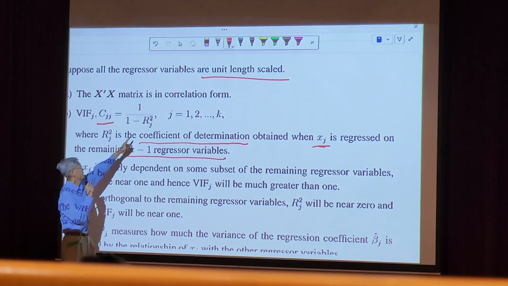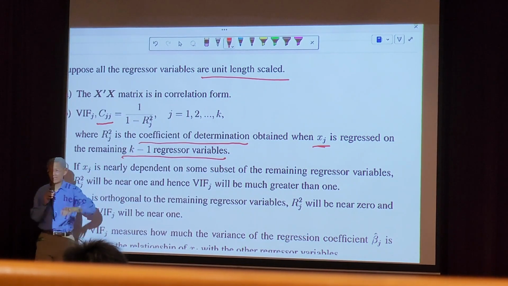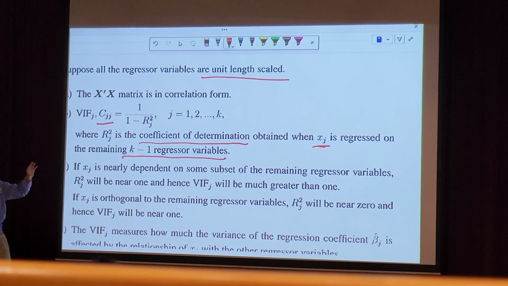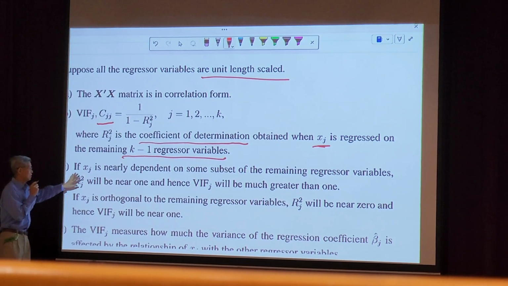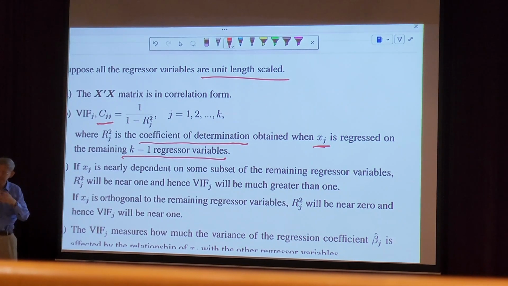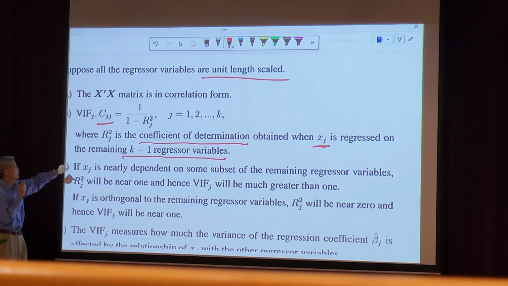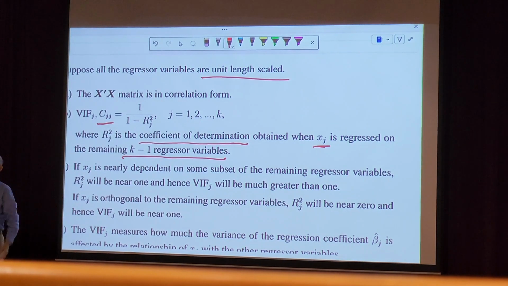Now if this is near 1, what happens? The denominator becomes near 0. If the denominator becomes near 0, this Cjj will explode. 1 divided by a very small number, you are going to get a large value. So this is another proof. Basically it's a proof of why dependency of xj with the other variables will cause an inflation in the variance of beta j.